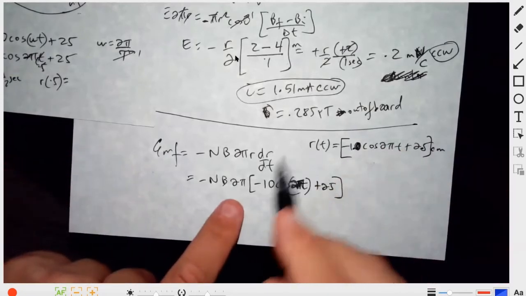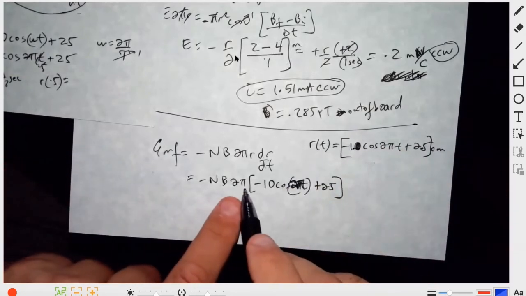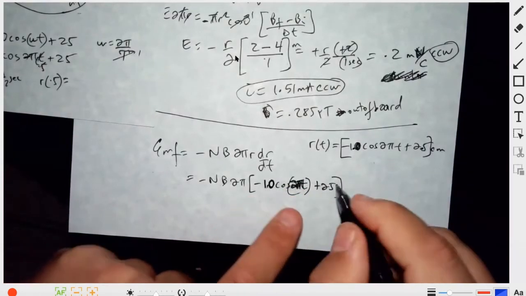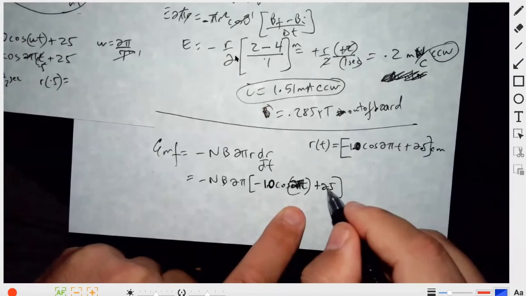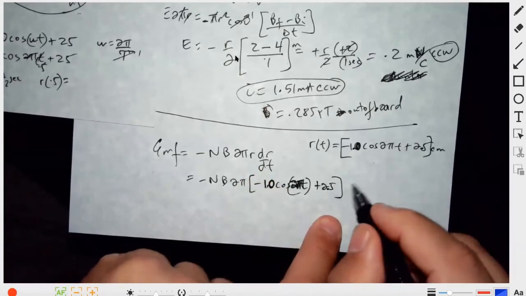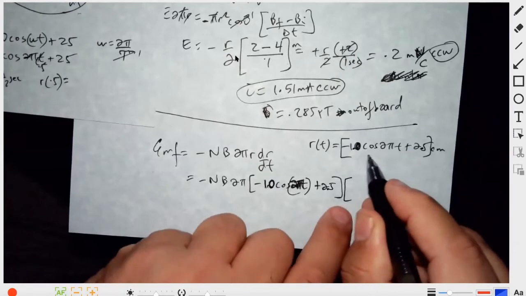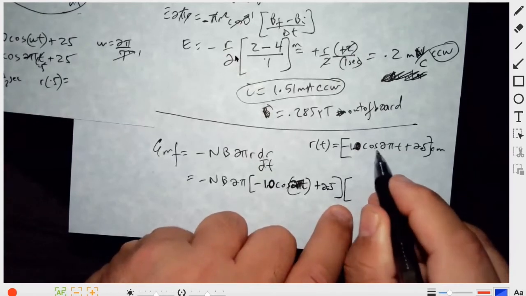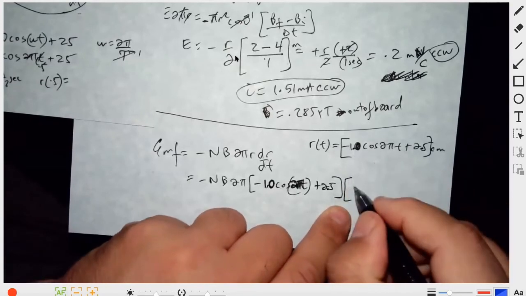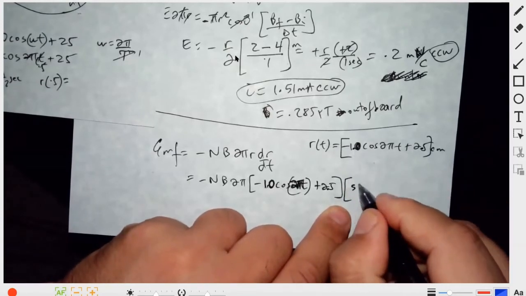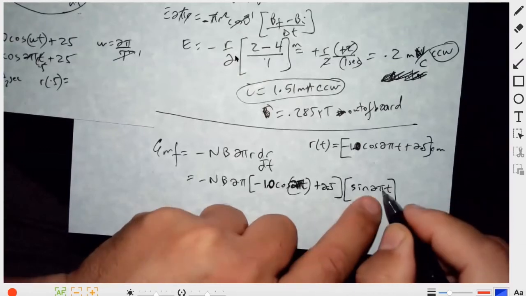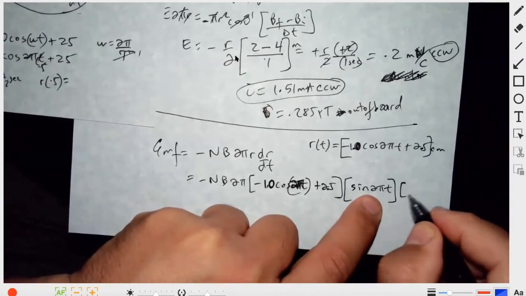So I'm doing here negative NB 2 pi, 1.0, 2.5, then dr/dt was the derivative of this. So the derivative of cosine is negative sine. So then that's going to cancel this -1. So then sine of 2 pi t times the derivative of the inside, which is 2 pi.